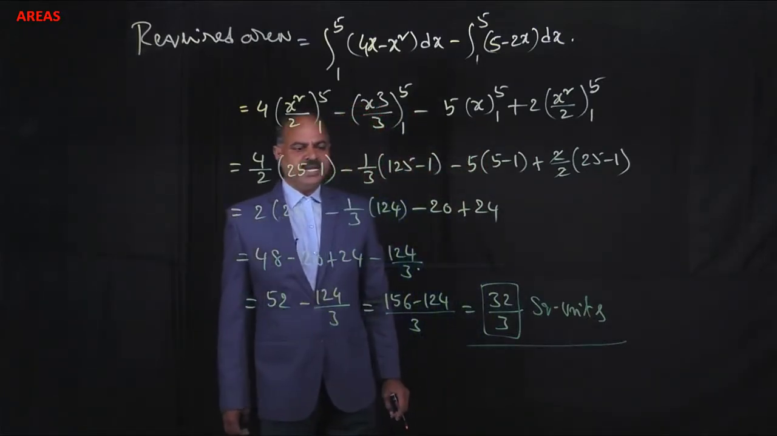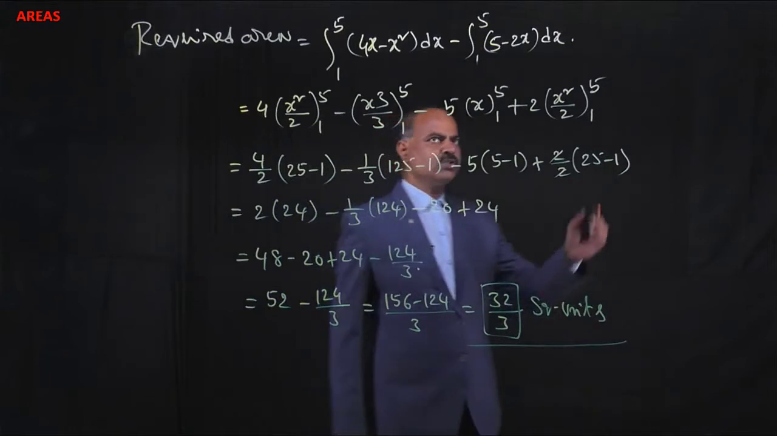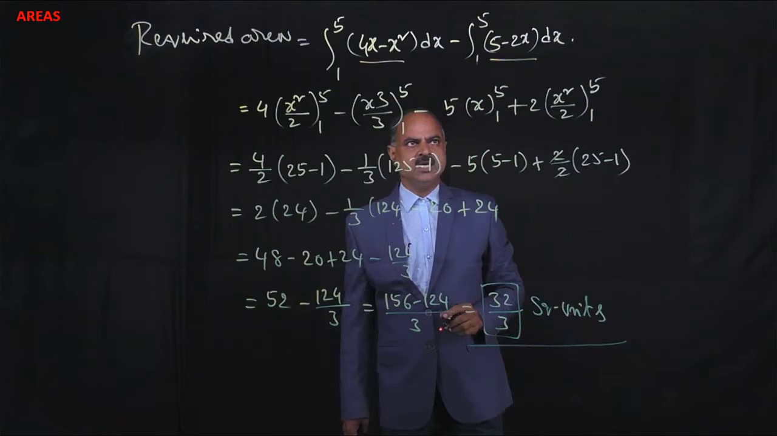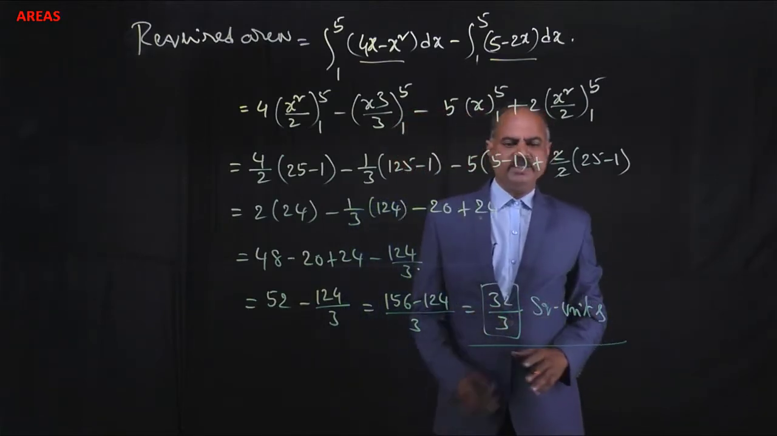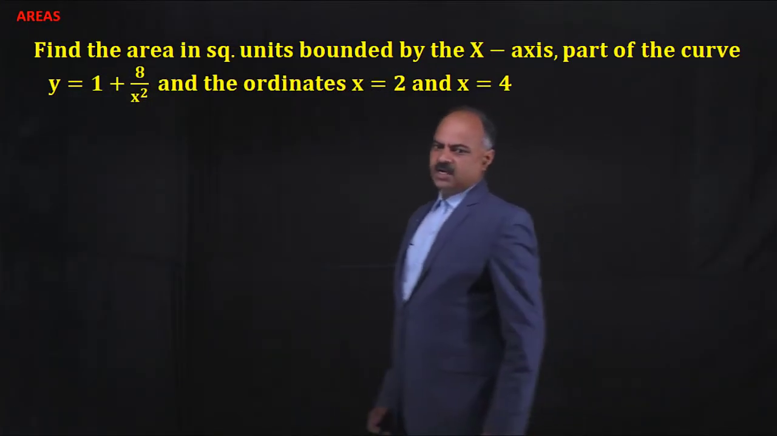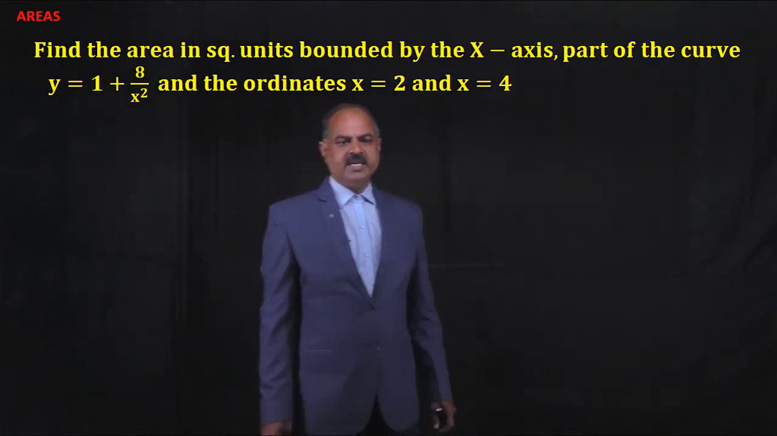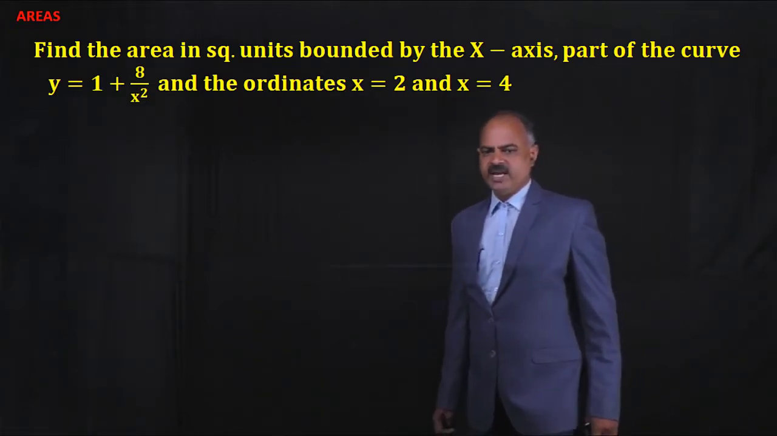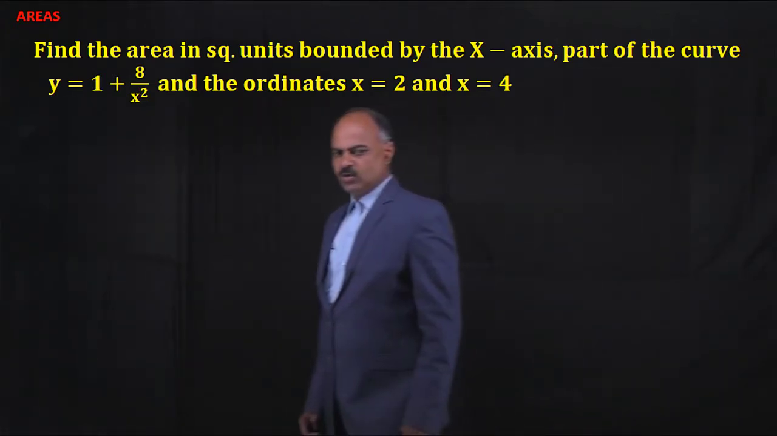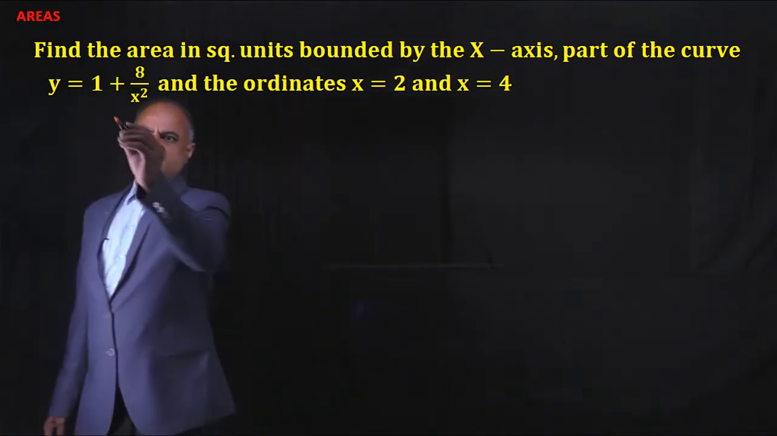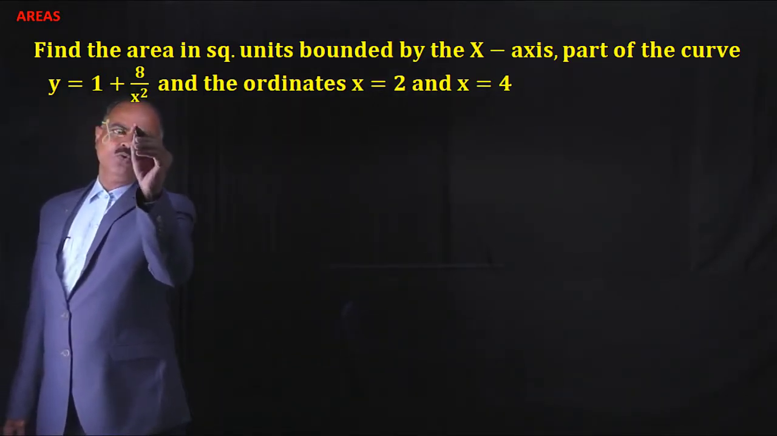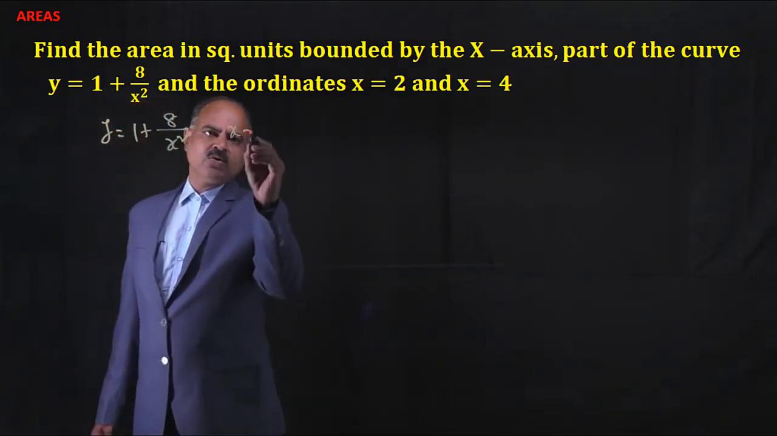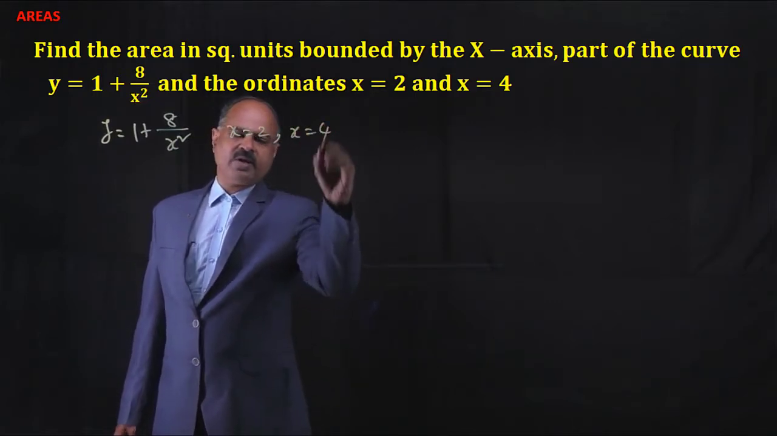Therefore, the area of the region bounded by the curves y equal to 4x minus x square and y equal to 5 minus 2x is 32 by 3 square units. Find the area in square units bounded by the x-axis and part of the curve y equal to 1 plus 8 by x square and the ordinates x equal to 2 and x equal to 4. So given curve y is equal to 1 plus 8 by x square and the ordinates x equal to 2 and x equal to 4.